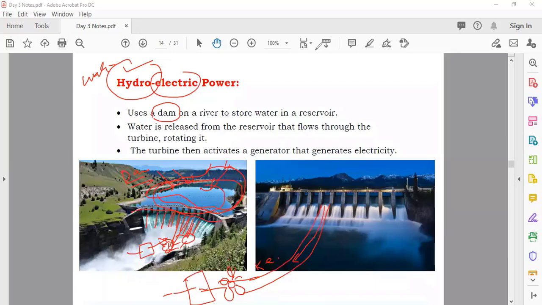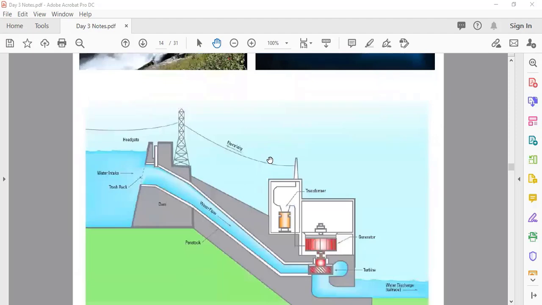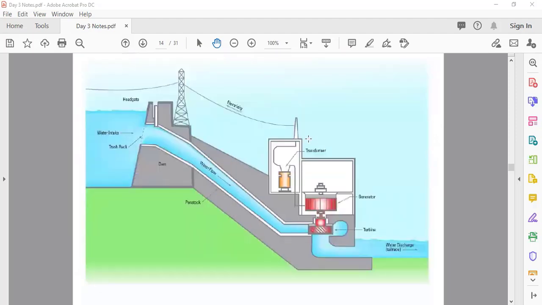Any question regarding this? You can see this one here. This is the dam. Water comes with a high flow here. And this is a turbine. The turbine rotates, it is fitted with a generator, and the generator is producing electricity.